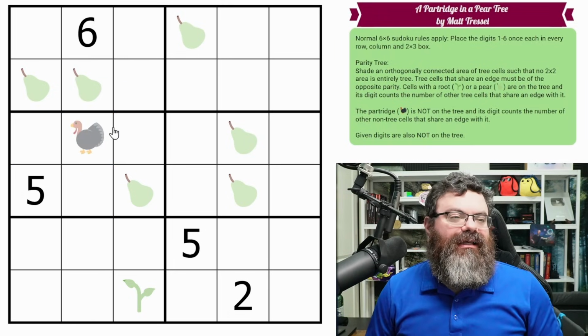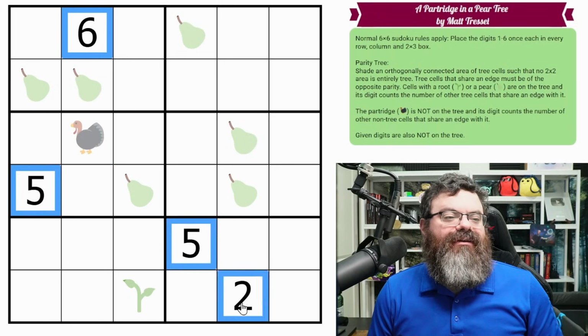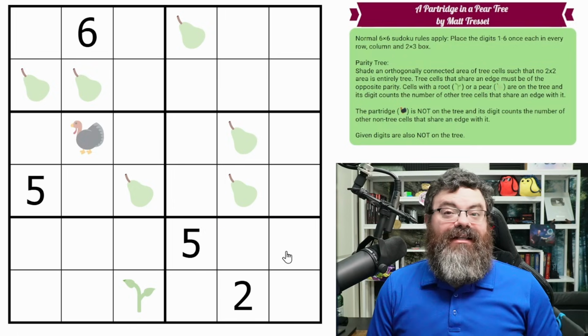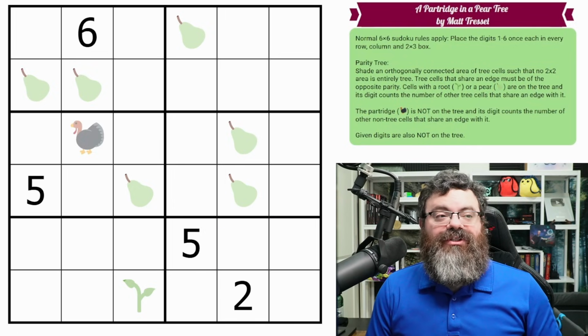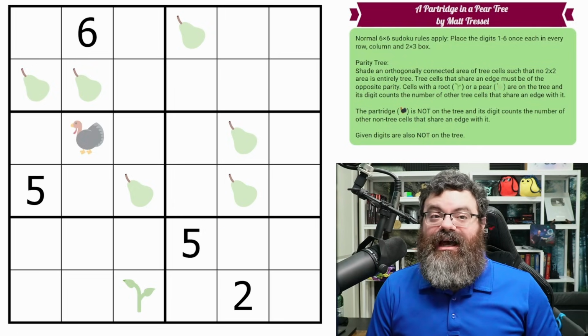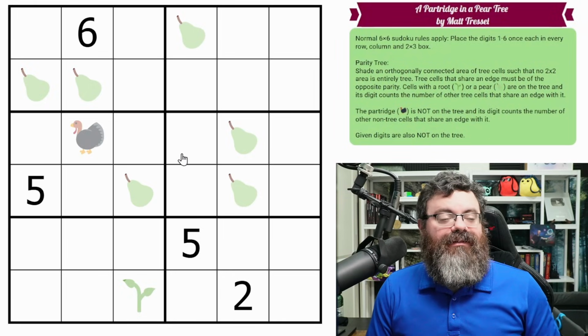So we can immediately know that all of these given digits here are not on the tree. All right, and that's it. Those are the rules. There's a link in the description if you'd like to try the puzzle yourself, and I'm going to get started right now.